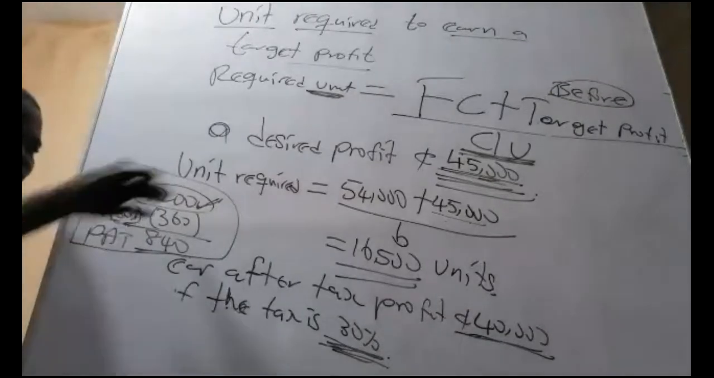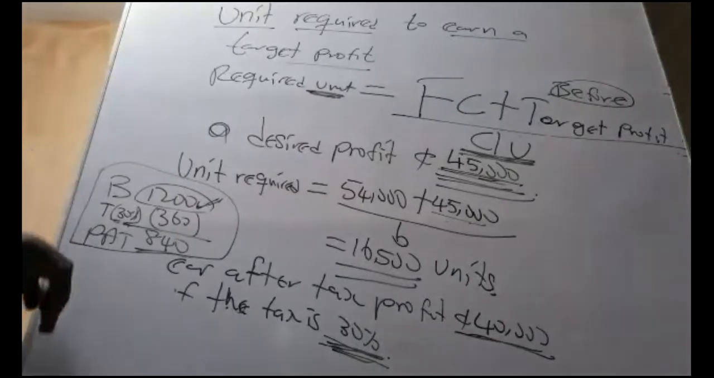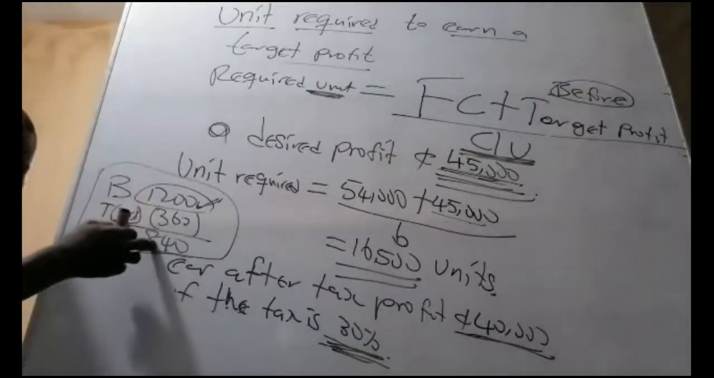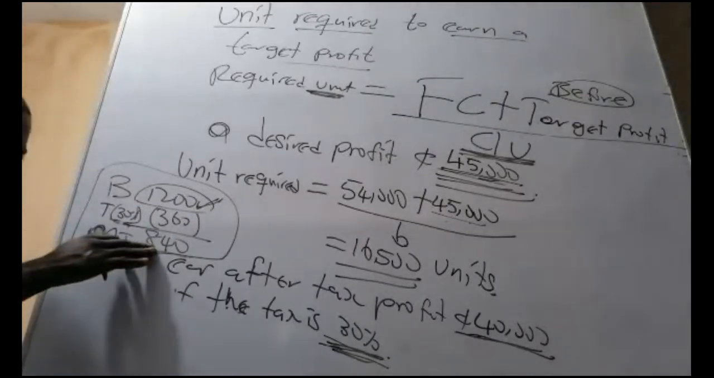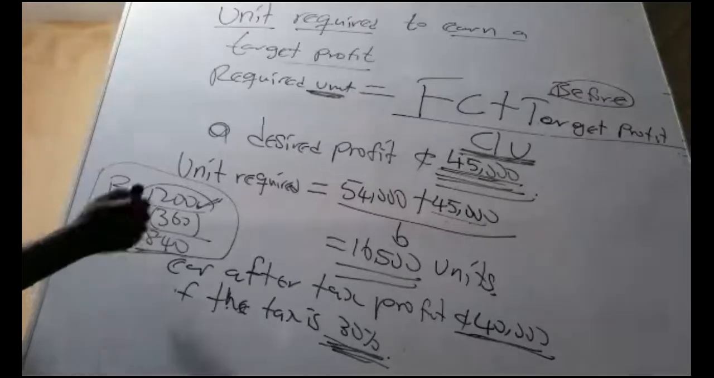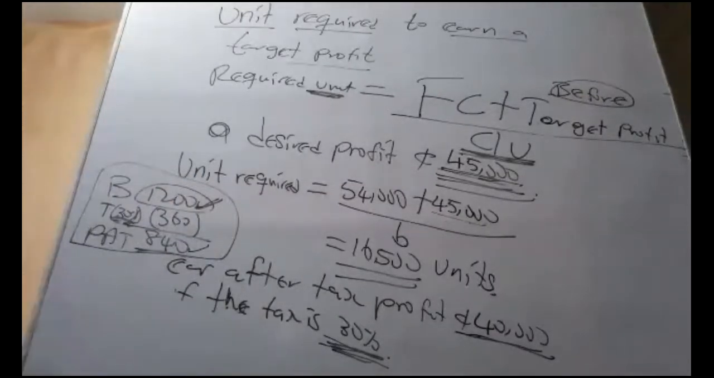Our tax is 30% on this. We have 360. So what's the profit after tax? The profit after tax is what? 840. How did everybody get this? Please, how did we get it? Good. Now, how can we locate this 1,200 with the help of this 840 and this tax?